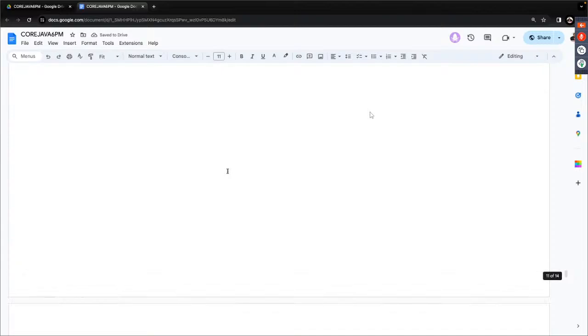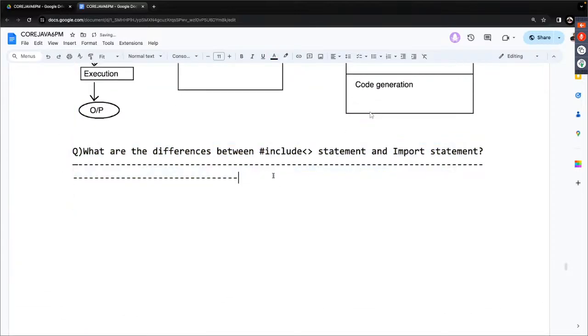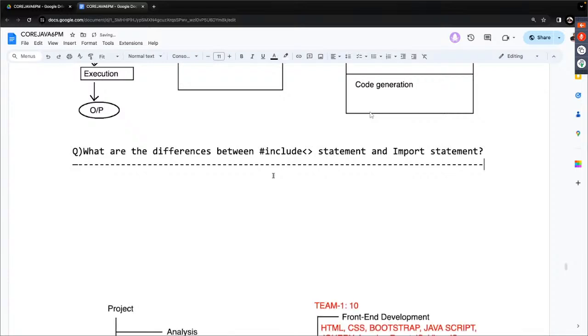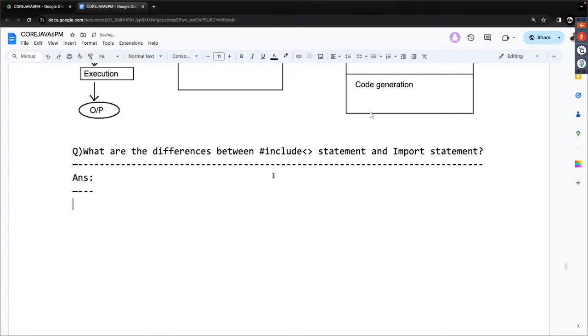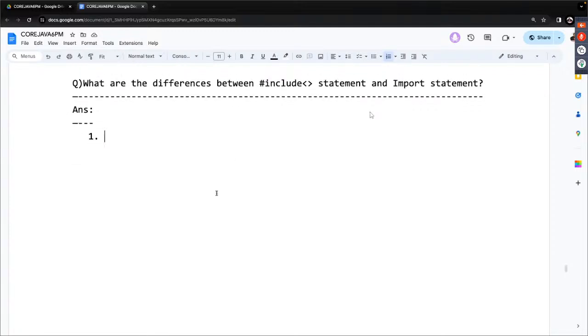What are the differences between hash include statement and import statements? Observe carefully, I am providing the answers here. The very first answer: in which programming languages both are available? First point, we have to understand in which programming languages both are available.